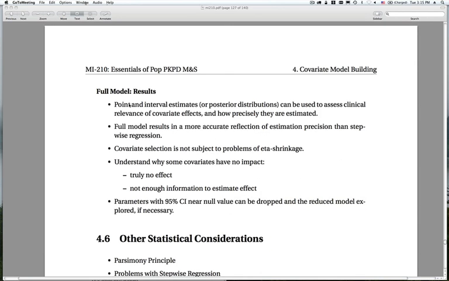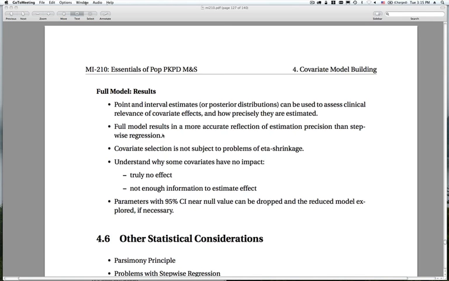So this results in point and interval estimates that can be used to assess clinical relevance and how precisely the parameters are estimated. They're also resulting in a more accurate reflection of estimation precision. Remember, I mentioned that stepwise approaches result in falsely narrow confidence intervals. Full models result in the appropriate confidence intervals.